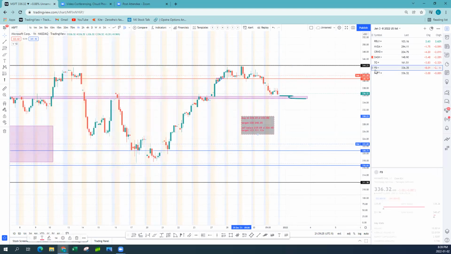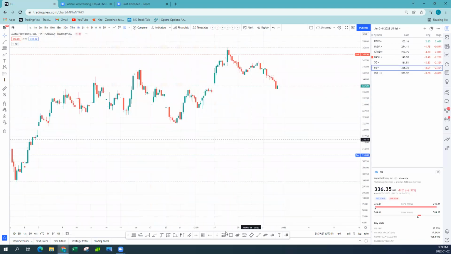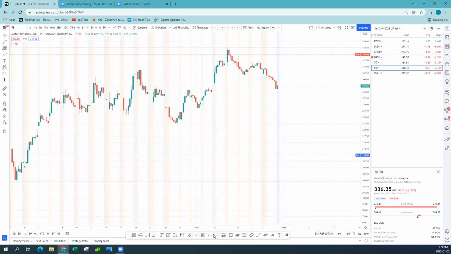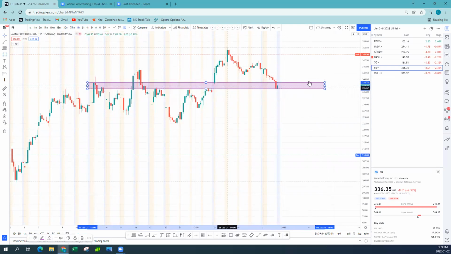Let's check out FB. FB is also kind of going on a downtrend, making higher highs and higher lows. But at this point of time, it's on a very good area of support as well. So for Microsoft, you can set the target of 329. It can be achieved if this breaks down the 336 area.